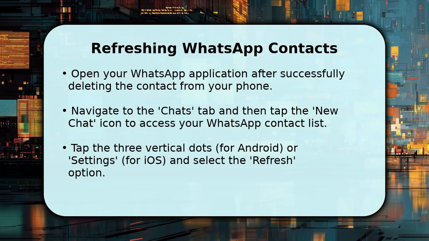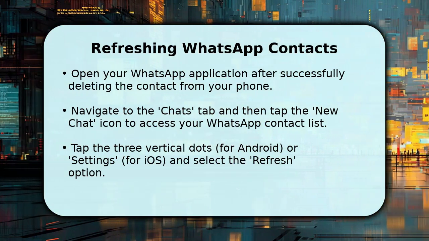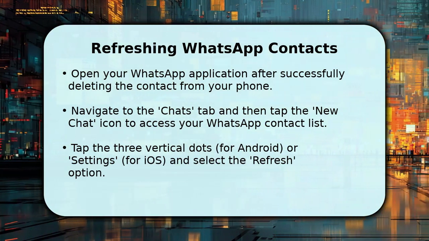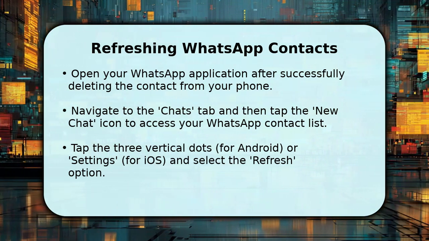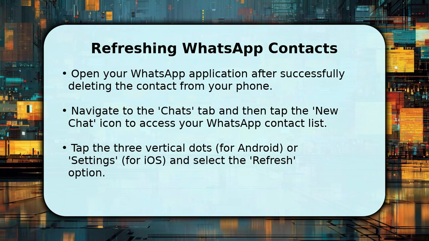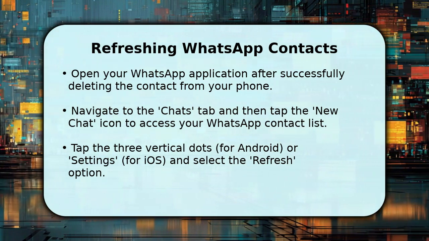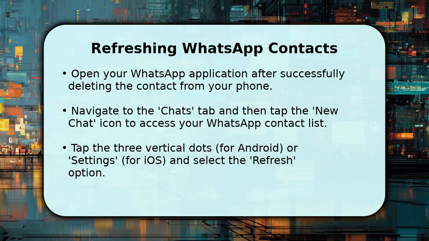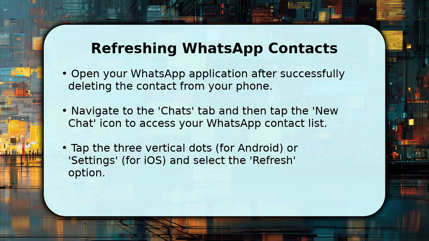After deleting the contact from your phone, open your WhatsApp application. Now, go to your Chats tab, then tap the new chat icon to see your current WhatsApp contact list. To ensure the changes take effect, tap the three vertical dots on Android or navigate to Settings on iOS and select Refresh. This step prompts WhatsApp to update its internal list, reflecting the removal you just made in your phone's address book.